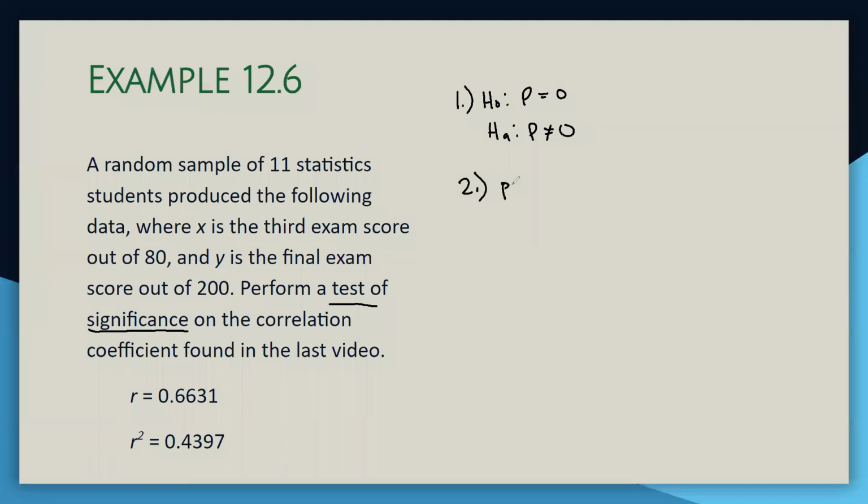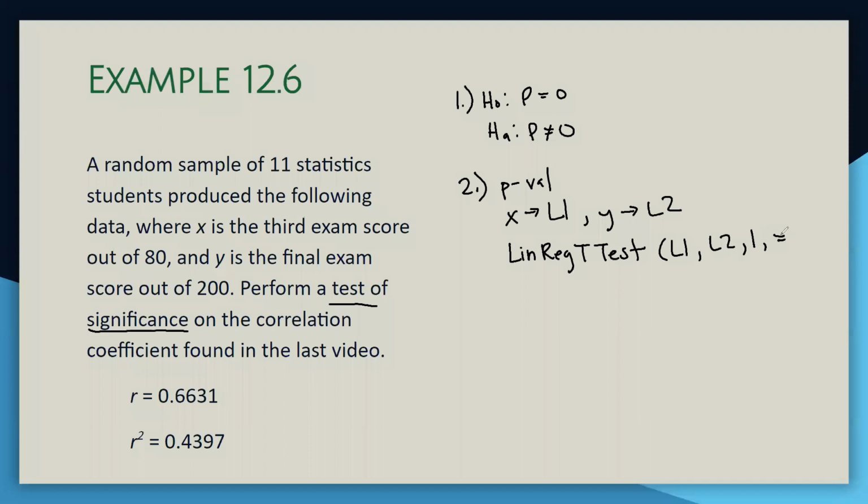Second step, we want our p-value. So we know that we're putting our x values into list 1, we're putting our y values into list 2, and then we are calling LinRegTTest. And it asks us for list 1, list 2. It asks us for our frequency, which we know is always 1, and our tail, which is always not equal to. So let's go ahead and pull that TI-84 back up.